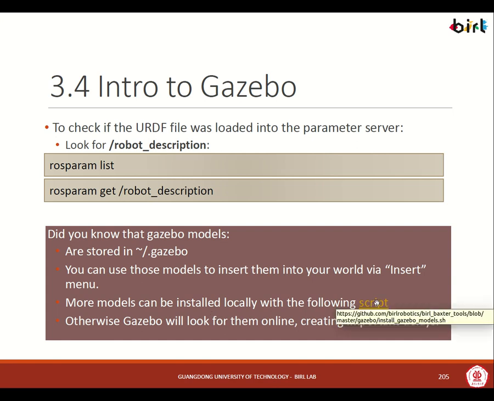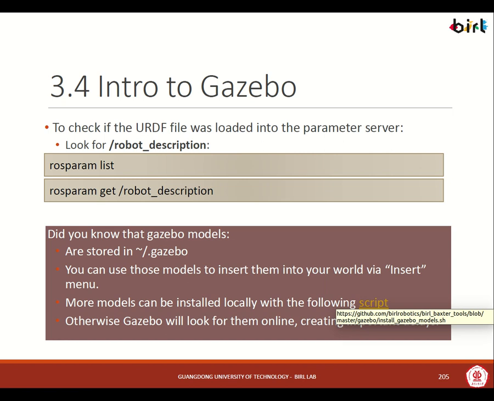So right now, maybe some of you have not downloaded many models. Some of you have, some of you haven't. If you click on this link, it'll take you to a file. You can download it. It's a SH file. Then you run it, and it'll automatically save all the models into the Gazebo folder.